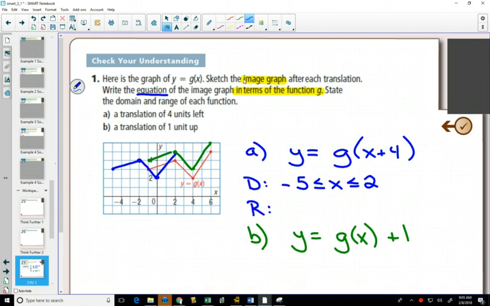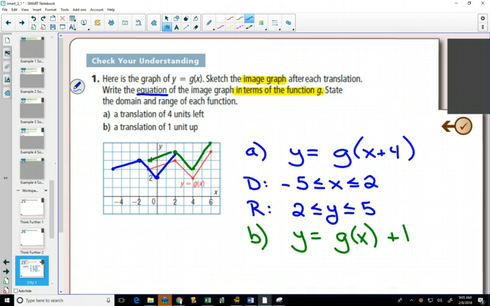And our range, ranges are y values. Again, I like to try to find your smallest y value, and then try to find your biggest y value. Can you see that the smallest y value is 2, and it goes up to 5? So we can say that y is in between 2 and 5. So 2 is less than or equal to y is less than or equal to 5.